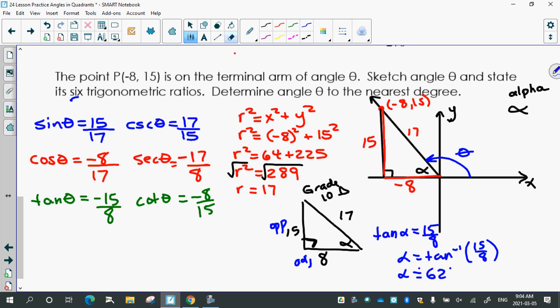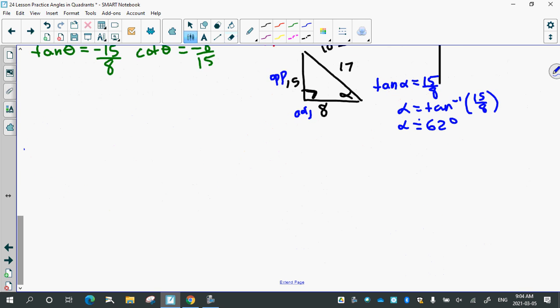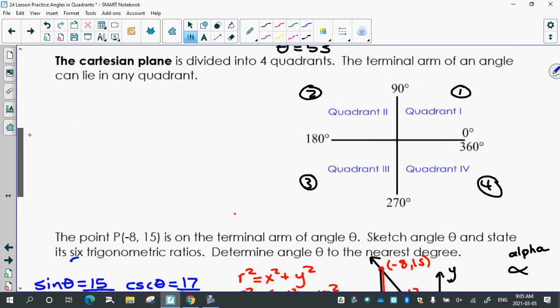But we want theta. So I always like to write out this statement showing that theta is exactly 180 take away alpha. So no dot with my equal sign because that statement is 100% true. But because alpha is rounded, theta is going to be approximately 180 minus 62, 118 degrees. Is that good?